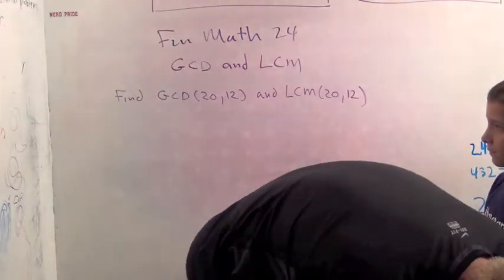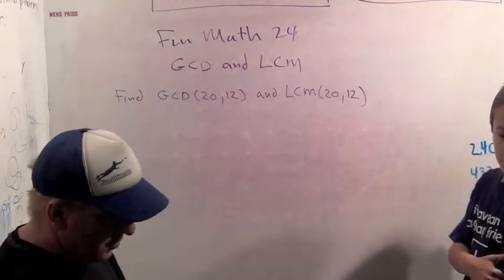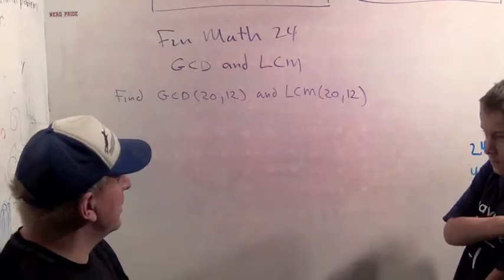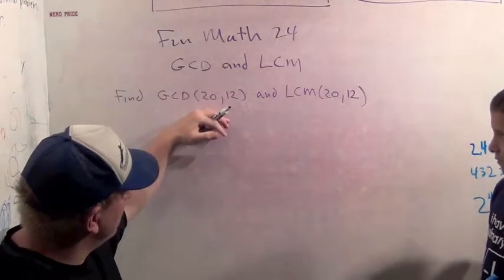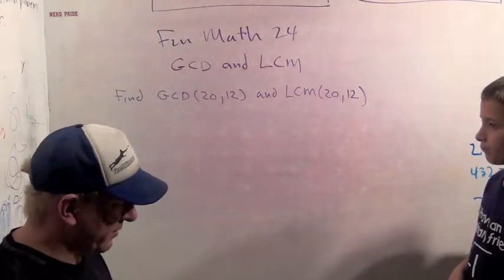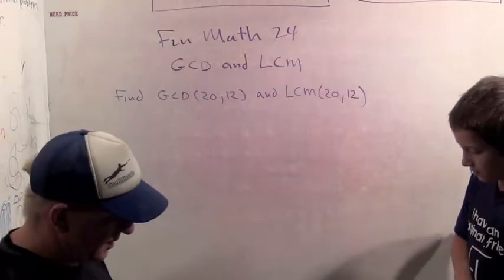FunMath24. So we're still talking about greatest common divisor and least common multiple in our pre-algebra or intro to number theory book. And so we're going to do a little review problem today. Find the greatest common divisor of 20 and 12, and find the least common multiple of 20 and 12. Which one do you want to do first? Let's do the GCD.